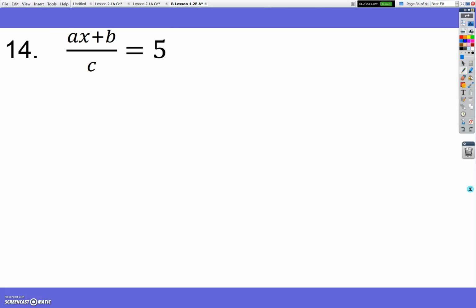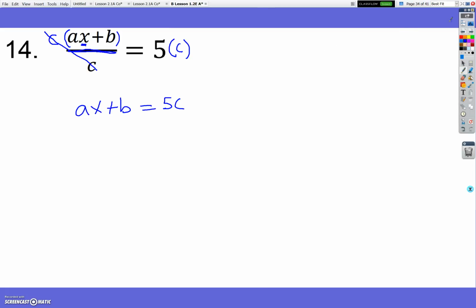Alright, next one. Here's the x. It's a little tricky because first I have this big division bar here. To get rid of division, what we need to do is multiplication, so I'm going to multiply both sides by c. These are going to cancel, and I'm left with ax plus b is equal to 5c.